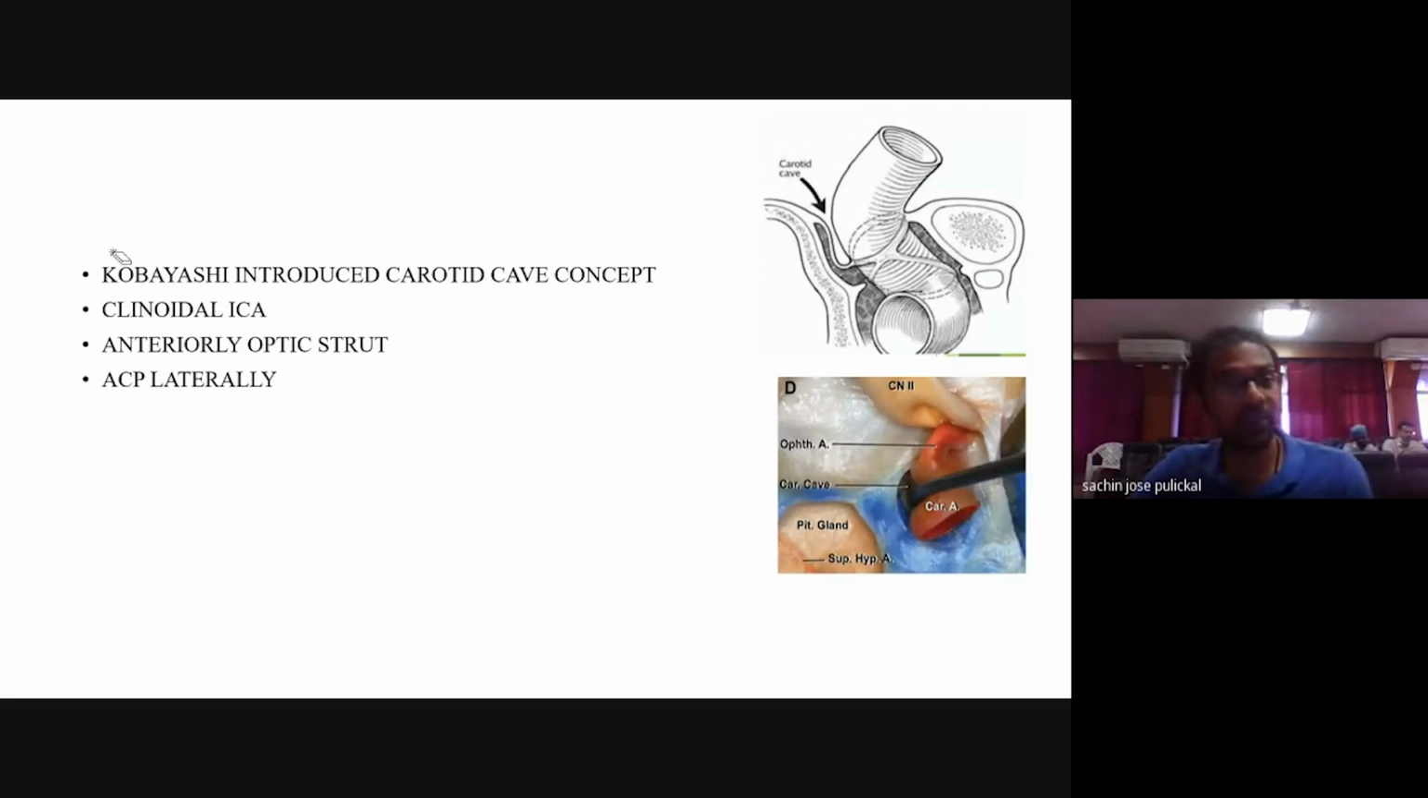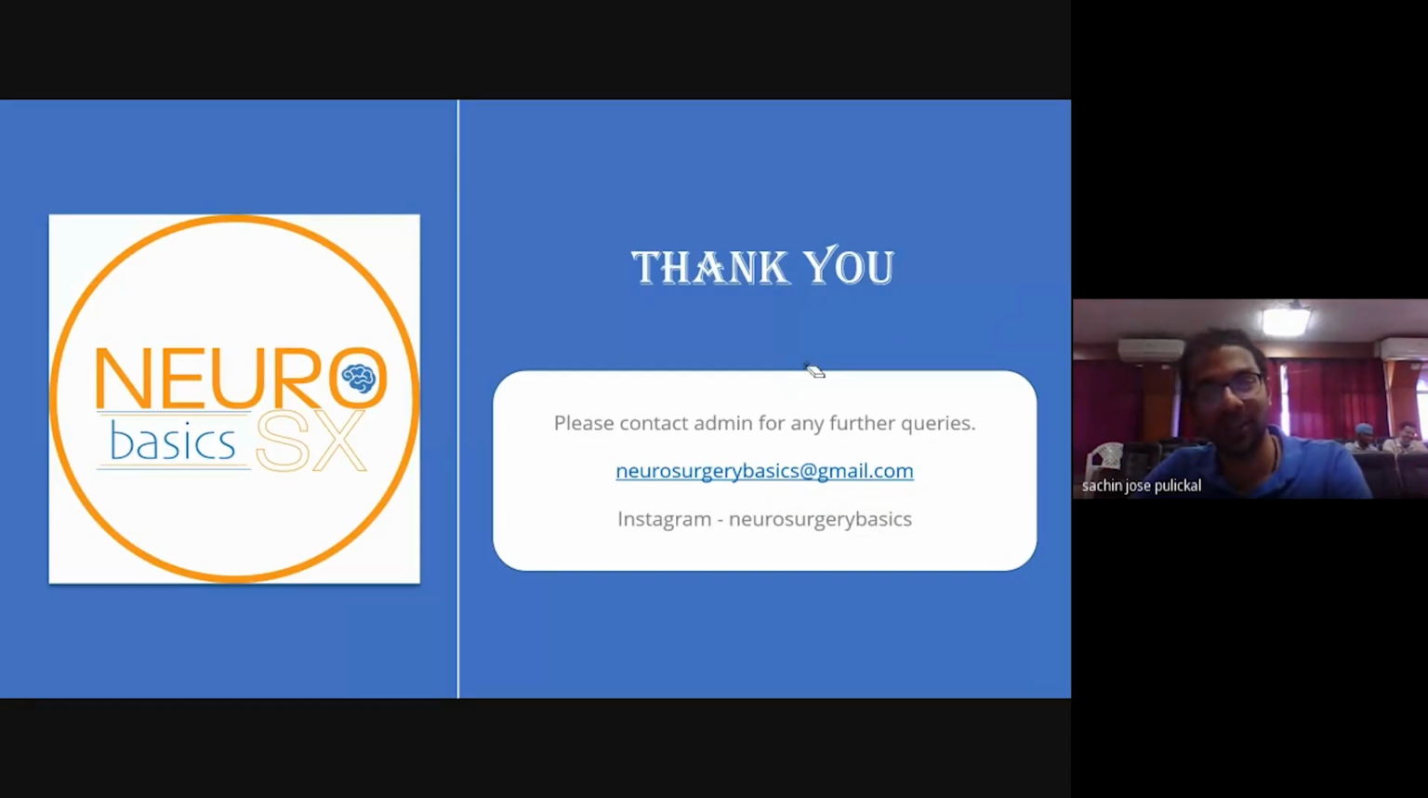This Kobayashi is also famous in neurosurgery for another thing. He is the one who discovered the subperiosteal dissection technique for reflecting the temporalis muscle. Okay. Another pop culture reference is Kobayashi is the name of the advocate in a famous Hollywood movie, Usual Suspects, if anyone has watched. Okay. So that is the concept of carotid cave.